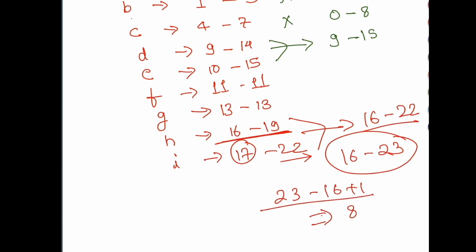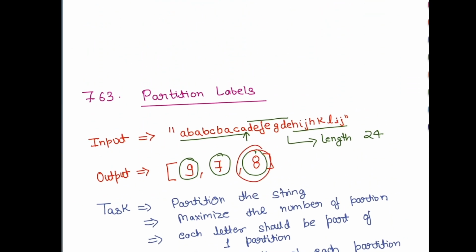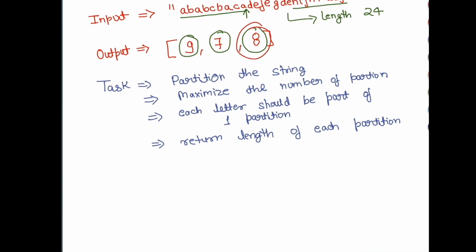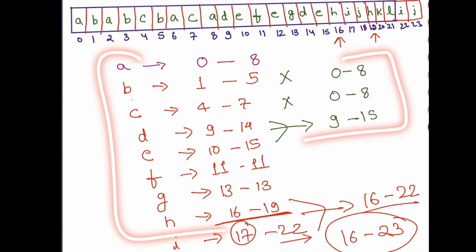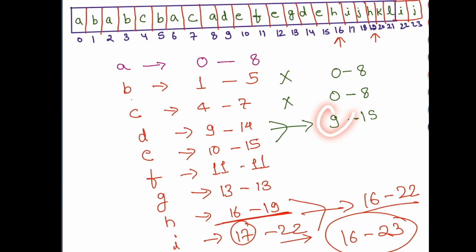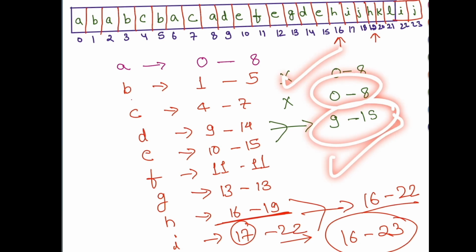This will be equal to 8, which is our third output. So this is how we are going to solve this. We are just going to ask each character what is your range, and we are going to merge our range. And the moment we see a new range, a new starting point which is more than the last ending point we had, we are just going to say the last partition is one partition. Now I have a new, valid partition.